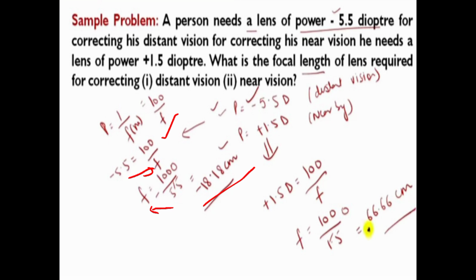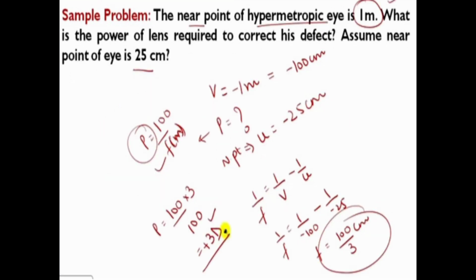Okay, now we will find it for near vision. For near vision, P is equal to 1 upon f in meters. We will find it in centimeters. So P for near vision is plus 1.5 diopter, equal to 100 upon f. f will move here and 1.5 will move there. The point is removed, so one more 0 is added beside 100. So 1000 upon 15, that is 66.66 centimeter, is the focal length for near vision. I hope that I am clear to you with this numerical.